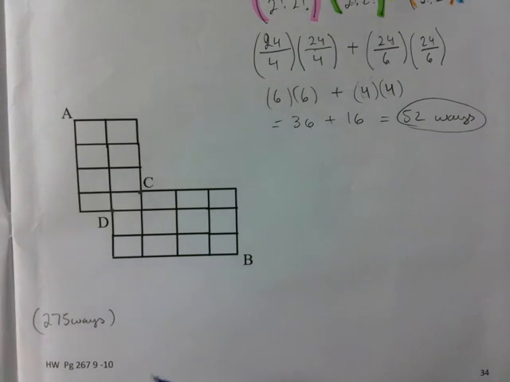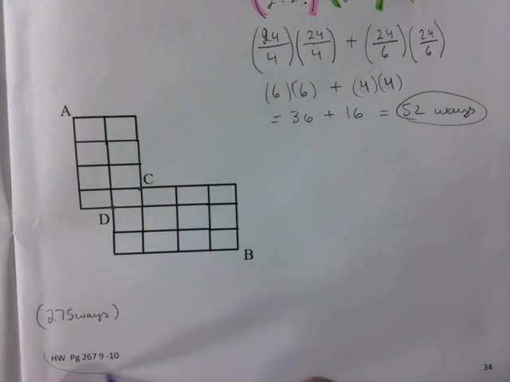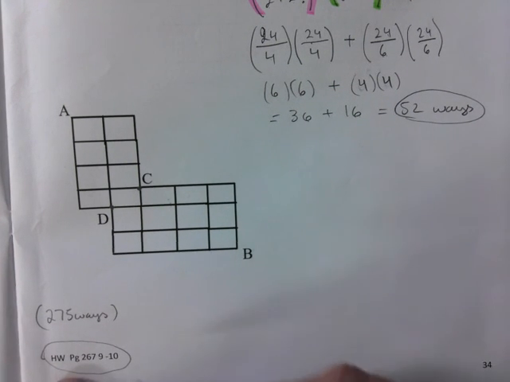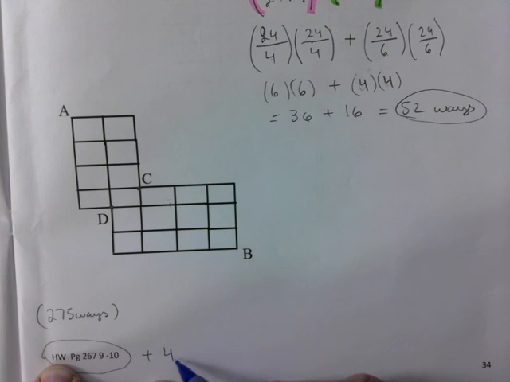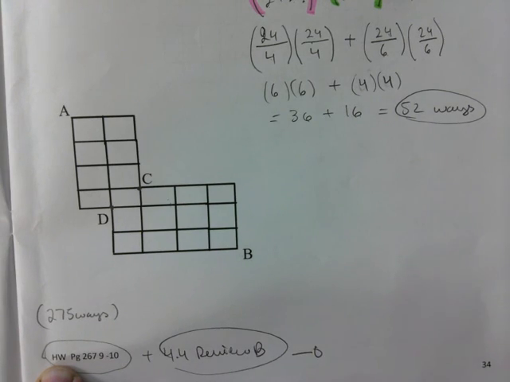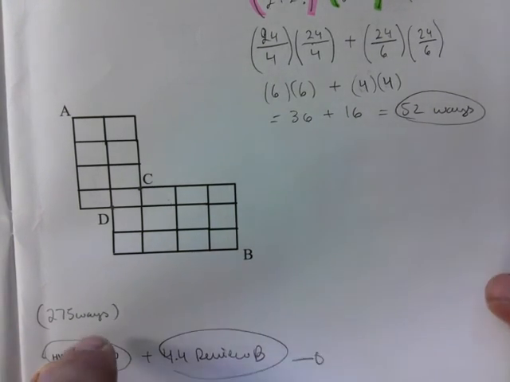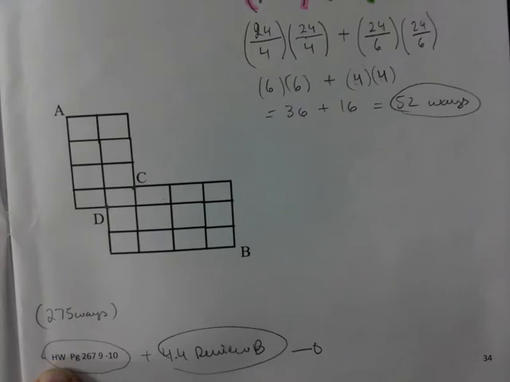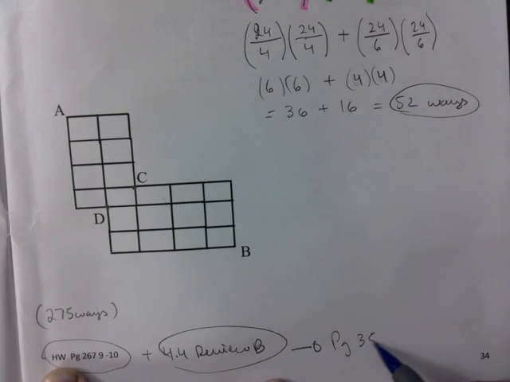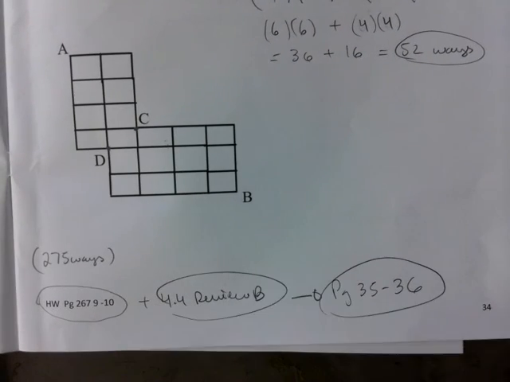If you want textbook questions on these, that's right down here. If you want the homework, I would say 4.4 review B, which is next door, right next door. So that would be pages 35 to 36. That I will post, okay? I will post the answer to that.